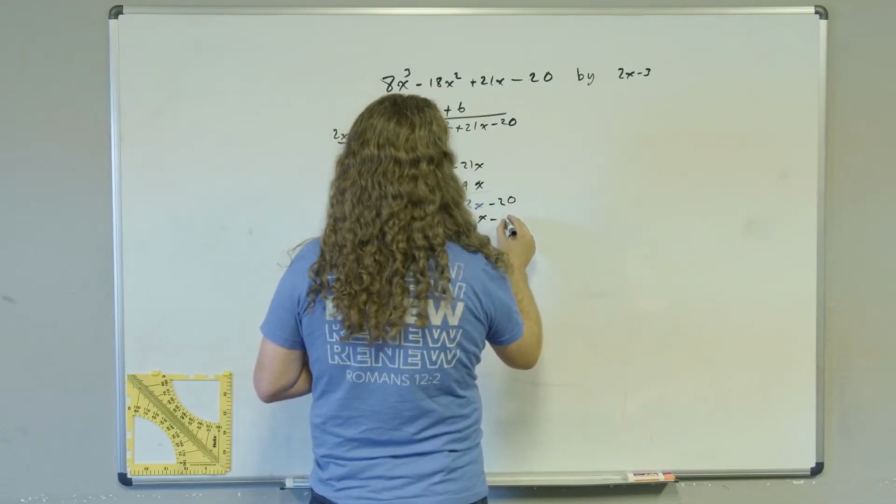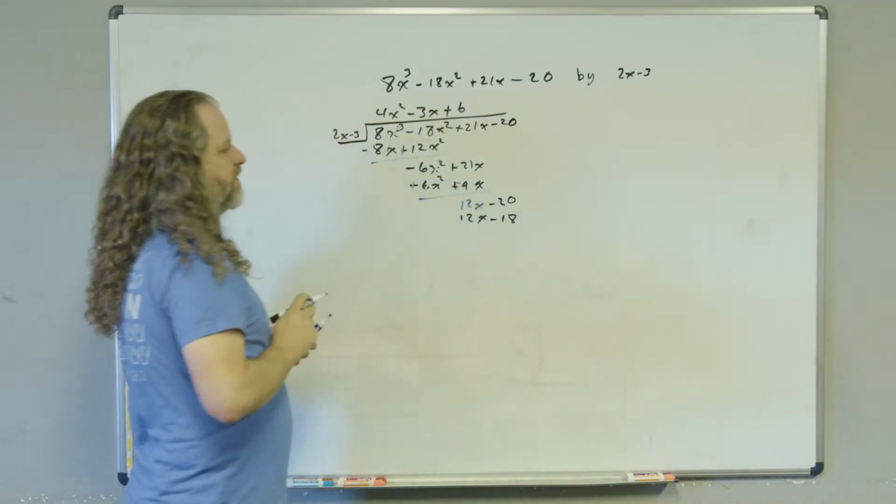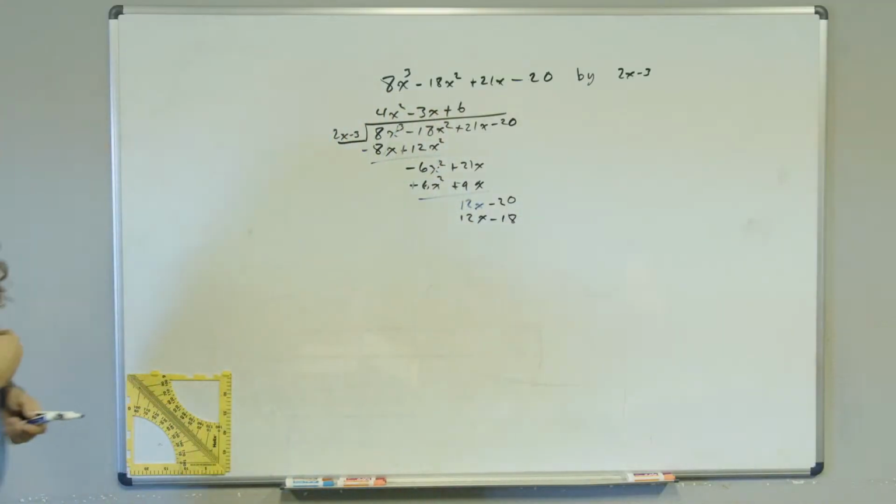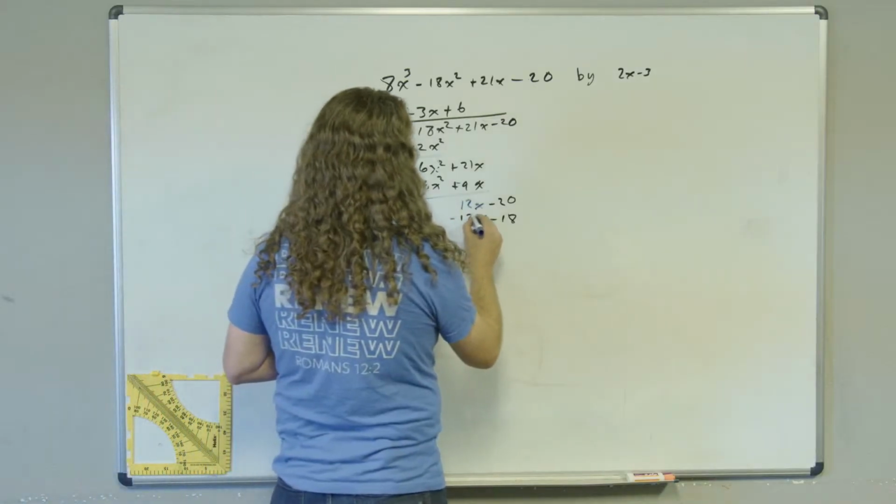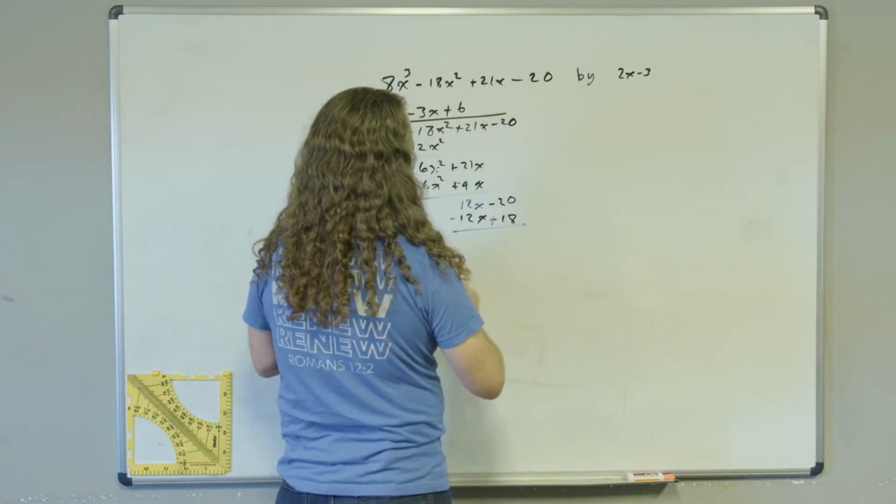Negative 18. I don't know, I'm copying things down wrong. That's what I'm doing. I don't know what you're doing. Now we flip the signs. That's what we subtract. So kill the front thing, and then you get 2.